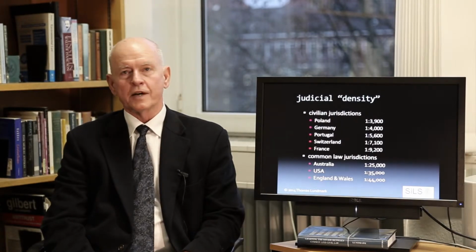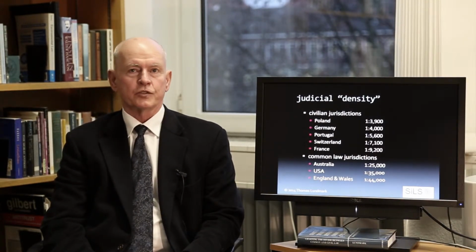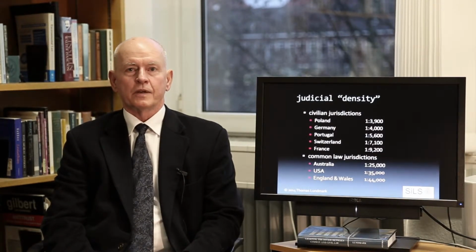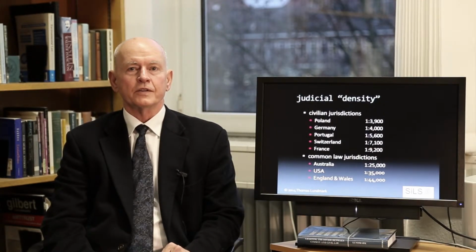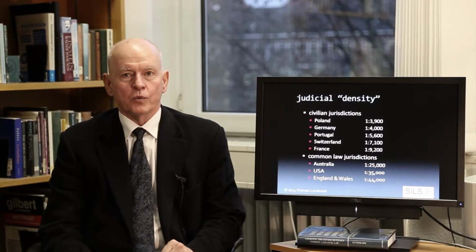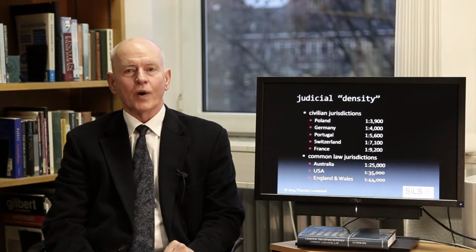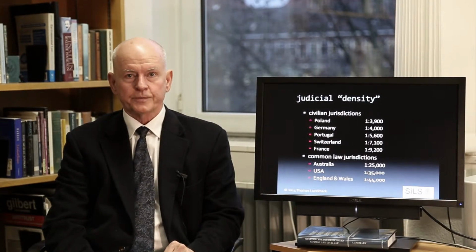This brings us to the topic of judicial density. Civilian jurisdictions generally have many judges compared to common law jurisdictions. You can see on the slide that, let's take Germany, one judge for every 4,000 people, whereas in England and Wales, there's one judge for every 44,000 people.